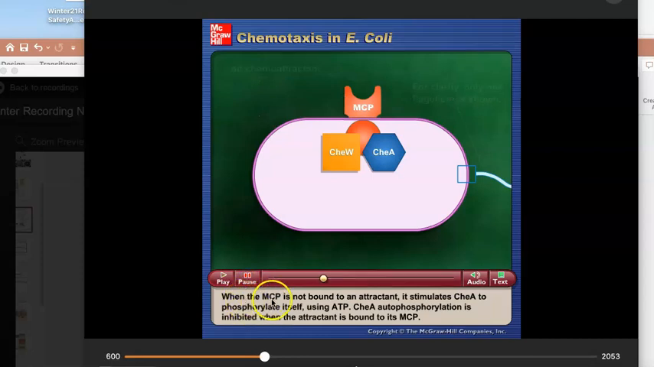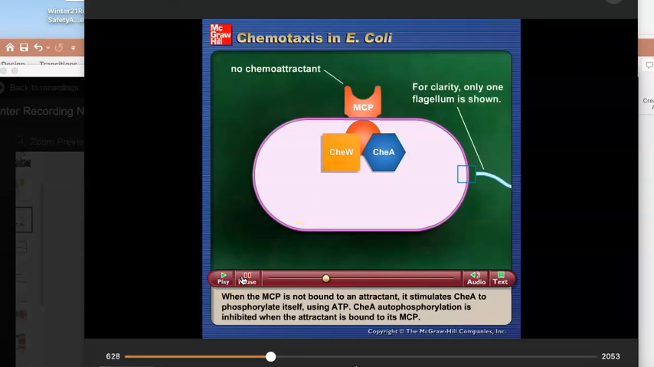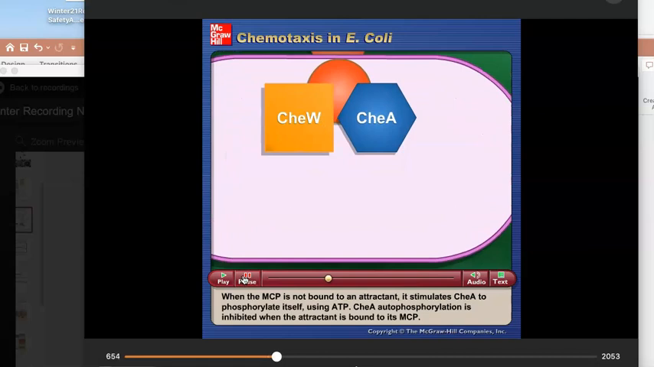So as you can see here, when the MCP is not bound to an attractant, it stimulates CheA to phosphorylate itself, or autophosphorylate, using ATP. CheA autophosphorylation is inhibited when the attractant is bound to its MCP. So in this particular case, there's no chemoattractant. The MCP is not bound. Therefore, CheA readily autophosphorylates. So it grabs the phosphate off of ATP and shuttles it to the response regulator that you'll see in a second.